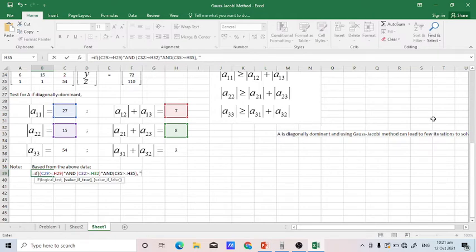A is diagonally dominant. No? So matrix A is diagonally dominant, and using Gauss-Jacobi method can lead to few iterations. Okay.